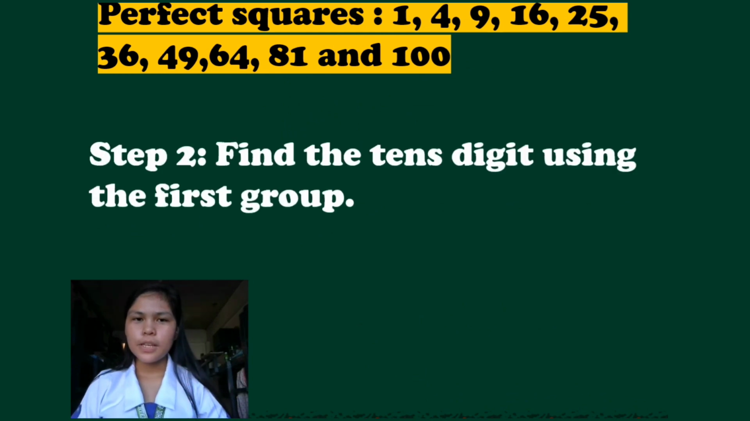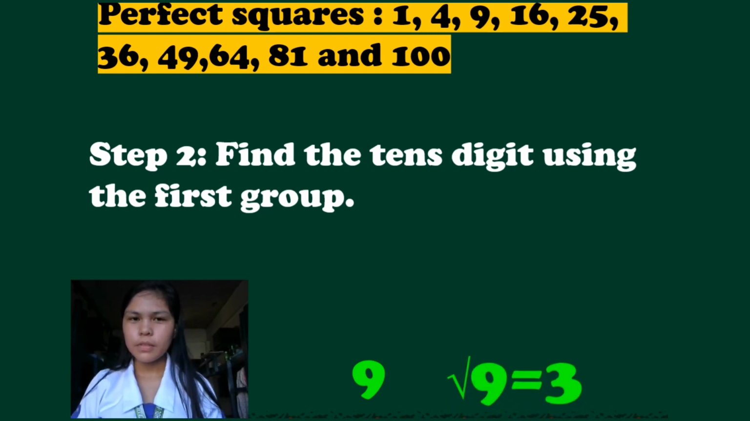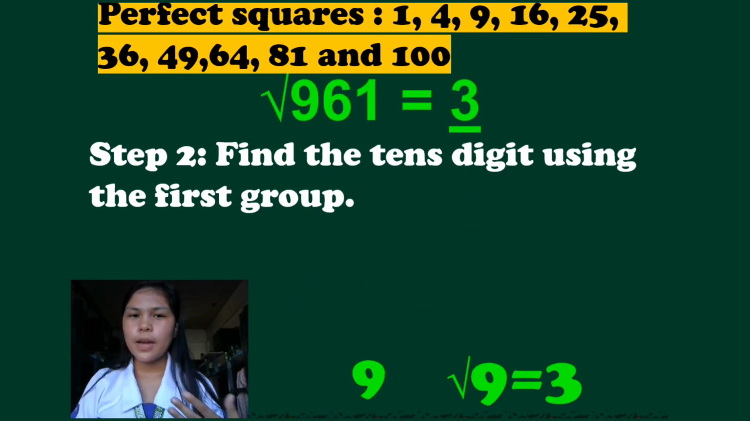Our step 2 is to find the tens digit using the first group. So our first group is 9. We already have familiarized the perfect squares. So 9 is already a perfect square, so it is much easier for us to find the tens digit when the number is a perfect square. We only have to find its square root. So square root of 9 is 3. So the tens digit of square root of 961 is 3.